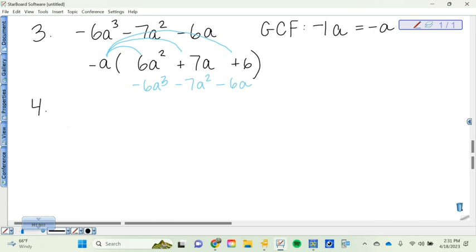Example 4: 48n squared minus 18n cubed plus 24n. First step, find our greatest common factor.